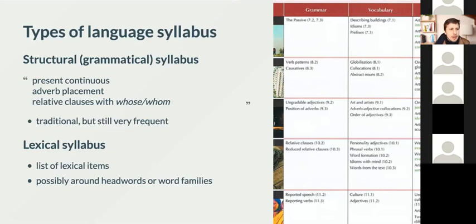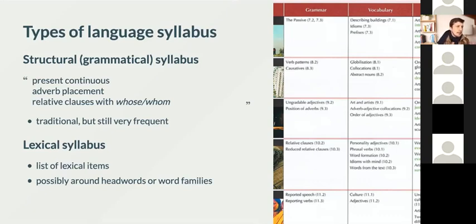For example, if you say something like eat, well, you have all the word family with eat, which includes also... no, it's not going to work well with eat, but maybe with name. If so, you have the word family for name. You can include surname, last name, first name, naming, to name, etc. So that's a word family. That's a headword. These are traditional syllabuses.